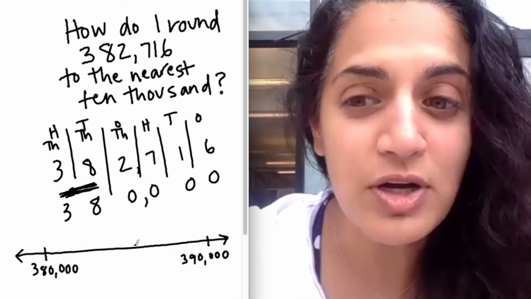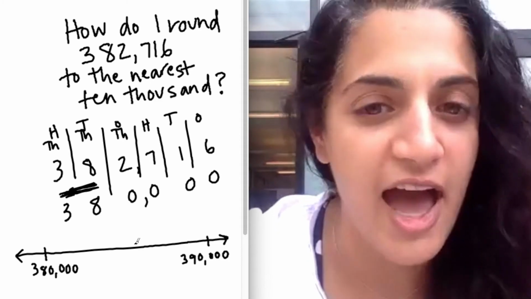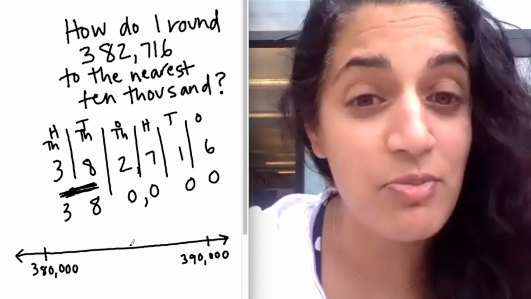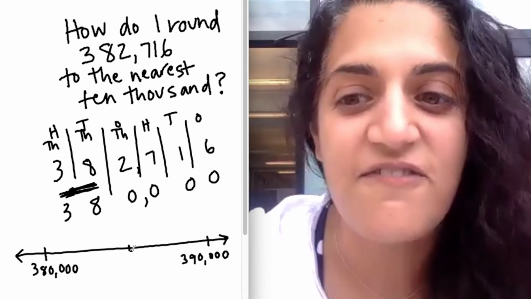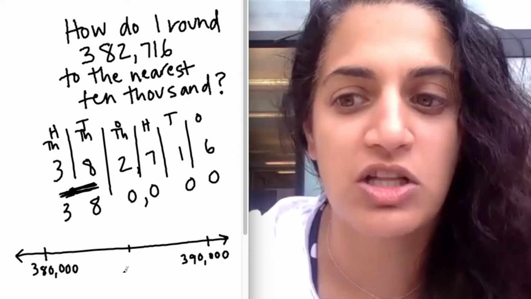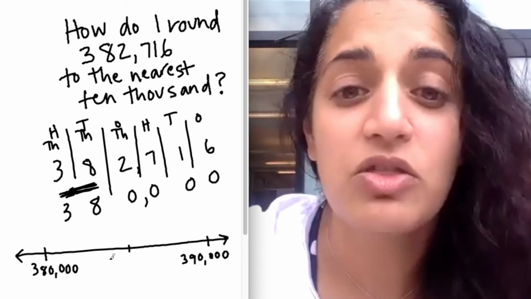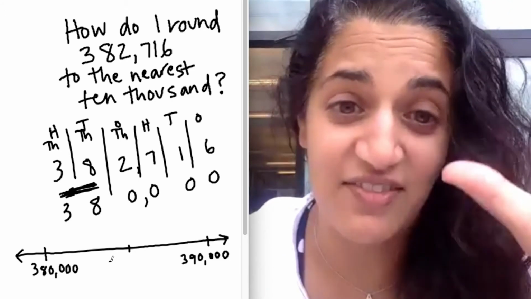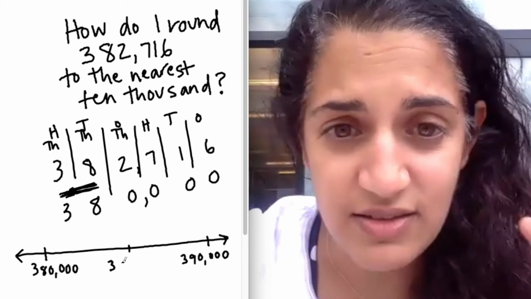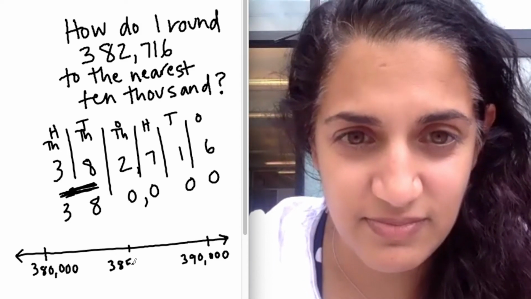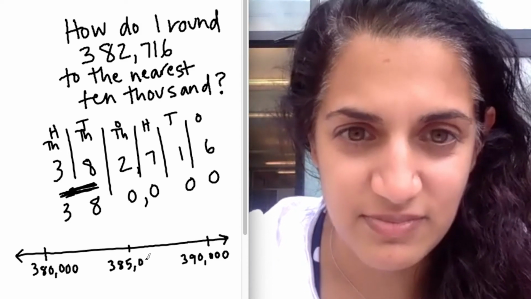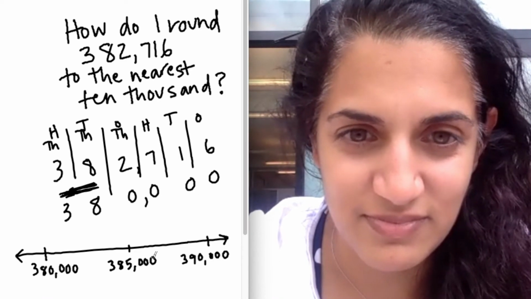So now we're on to that part of thinking about our halfway mark. Okay. And our halfway mark is always 5 in the next smallest place. Okay. So that would be 385,000. Okay. Because it's going to be a 5 in the thousands place. Got it. Oh my gosh. This is looking great. Okay.